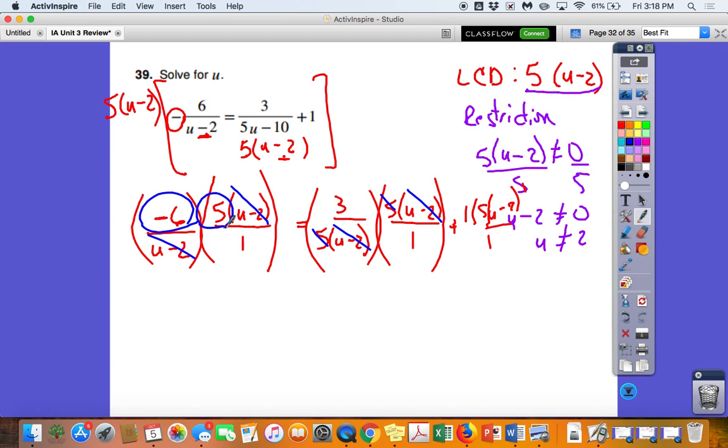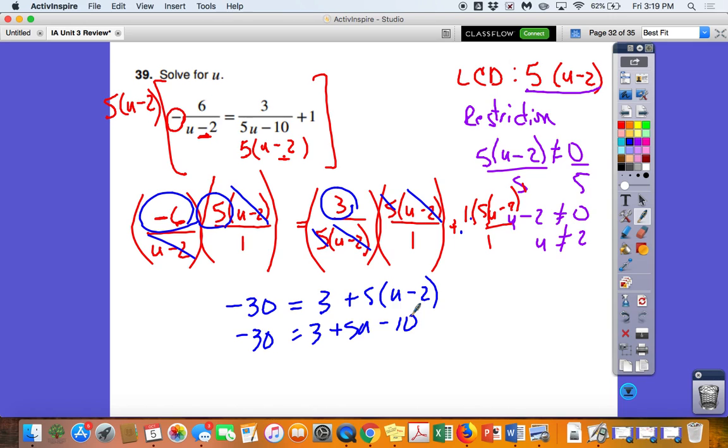So I've got these two things that need multiplying. So that's a negative 30. I've got my equal sign, and then over here the only thing I have left is a 3. Then I've got a plus 1 times all this. So isn't that just positive 5 times u minus 2? I know that kind of got messy there, sorry about that. So if you distribute that, that's 5u minus 10. Okay, get your like terms together. So you got negative 30, and that's going to be 5u minus 7.